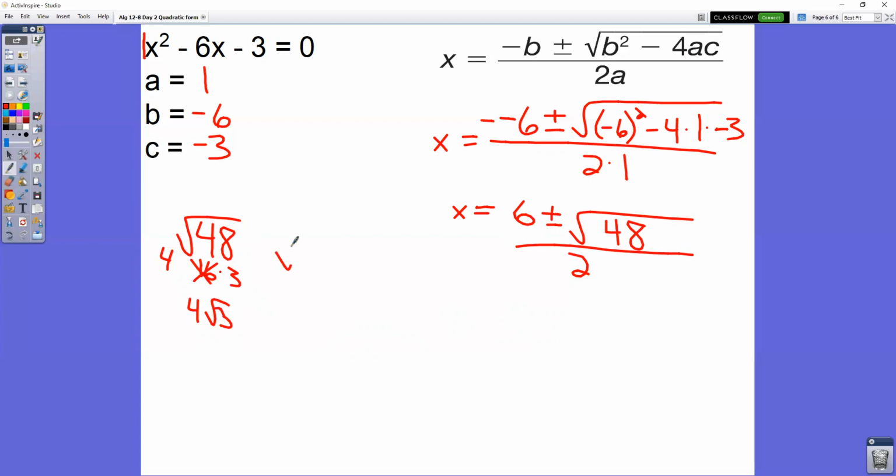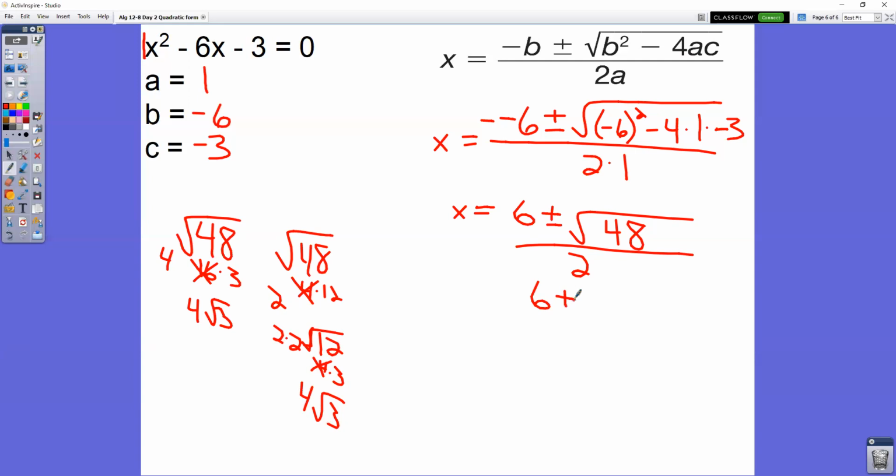Most people would probably try with 48, maybe by putting in a 4. So maybe 4 times 12, probably. Cross off the 4, bring out the 2. So you have 2 radical 12. 12 can be simplified. 12 is really 4 times 3. Cross off the 4, bring out the 2. No matter which way you do it, you should end up with 4 radical 3.